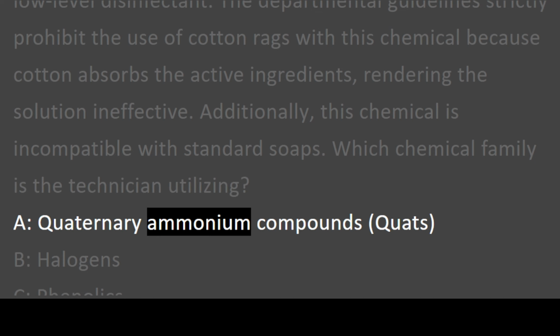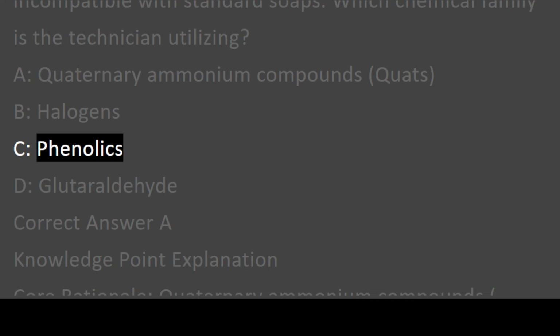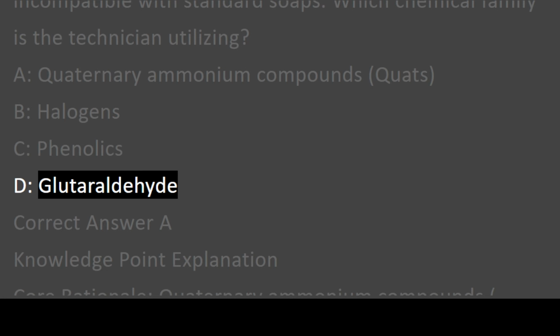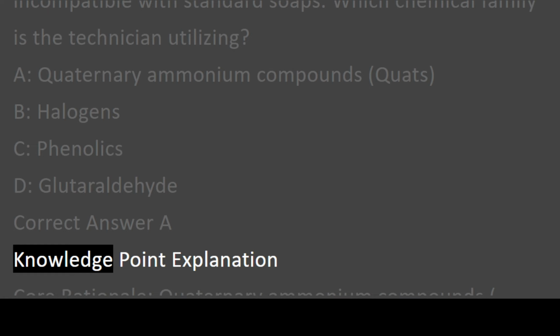A. Quaternary ammonium compounds, quats. B. Halogens. C. Phenolics. D. Glutaraldehyde. Correct answer A. Knowledge point explanation.